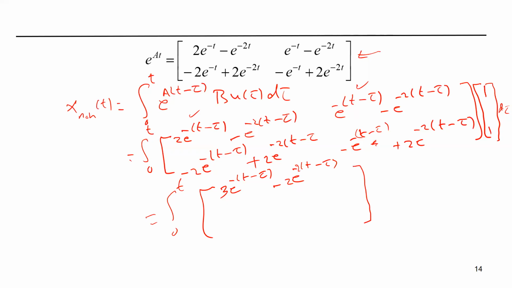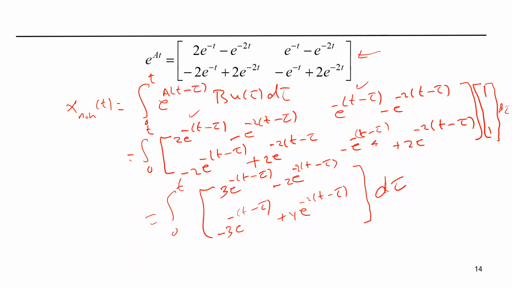Now the other one, the one down. We will have minus 2 and 1, which is minus 3 e to the power minus (t minus tau), and then I have 2 here and 2 here, plus 4 e to the power minus 2(t minus tau), d tau.